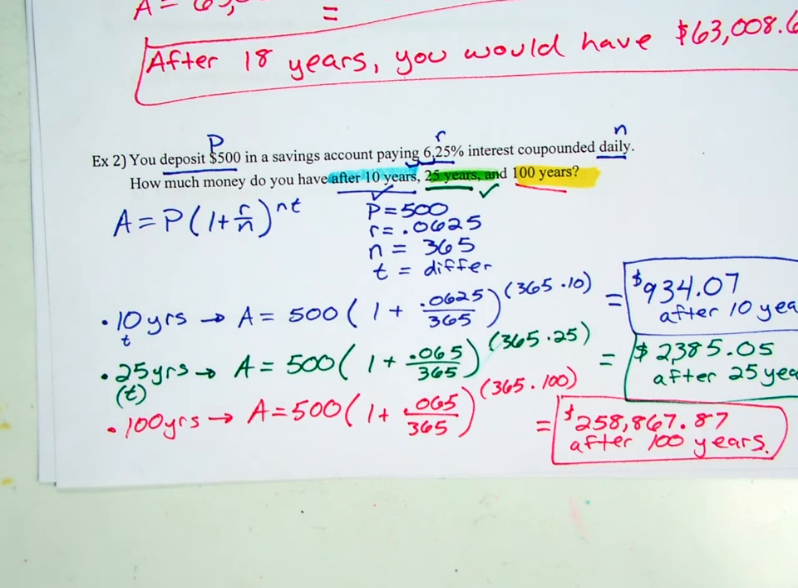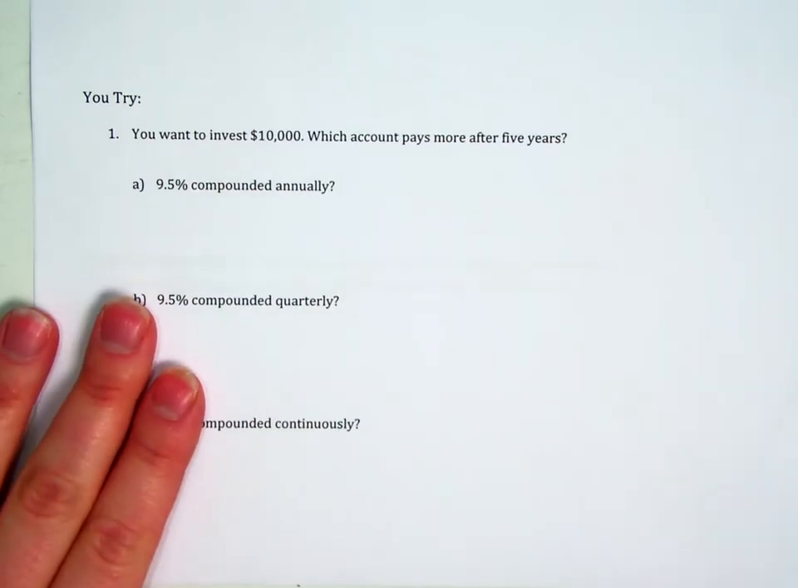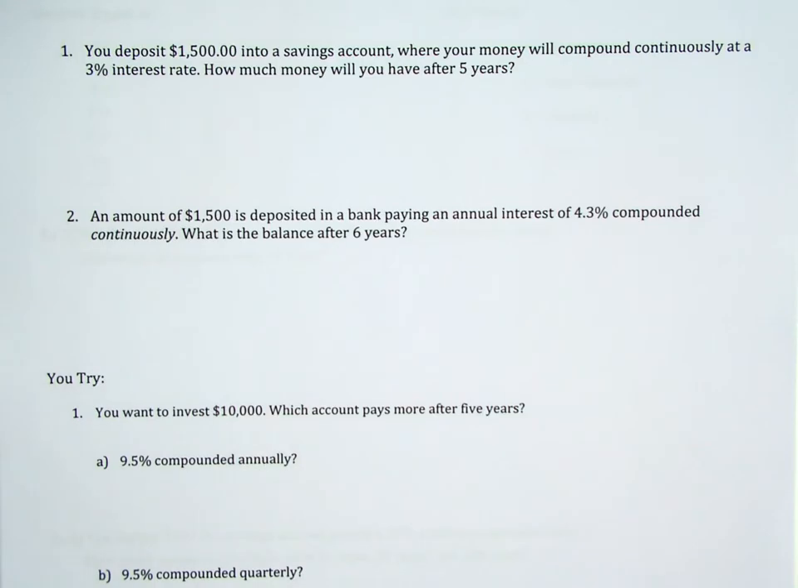Okay, so that's the formula that we use if there's a set amount of times that it's compounded per year. Now there's another formula that we're going to use, which we'll talk about in the next video.